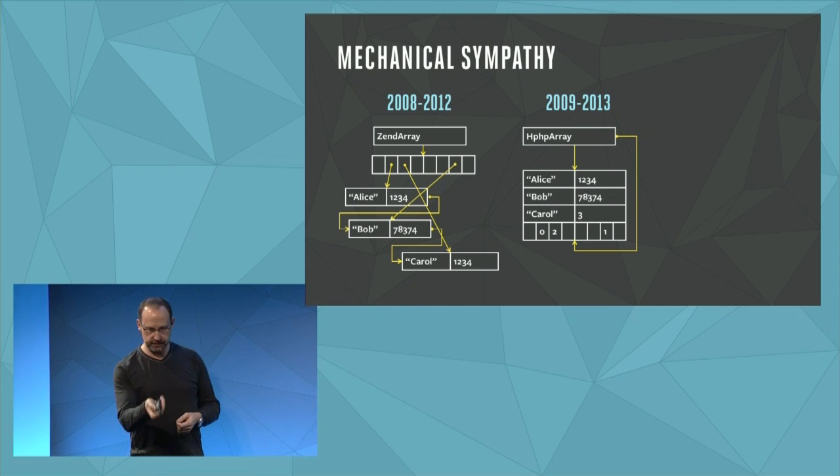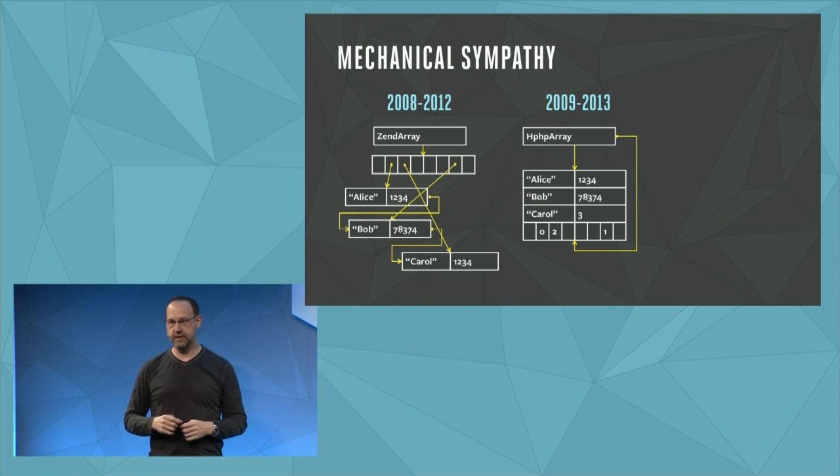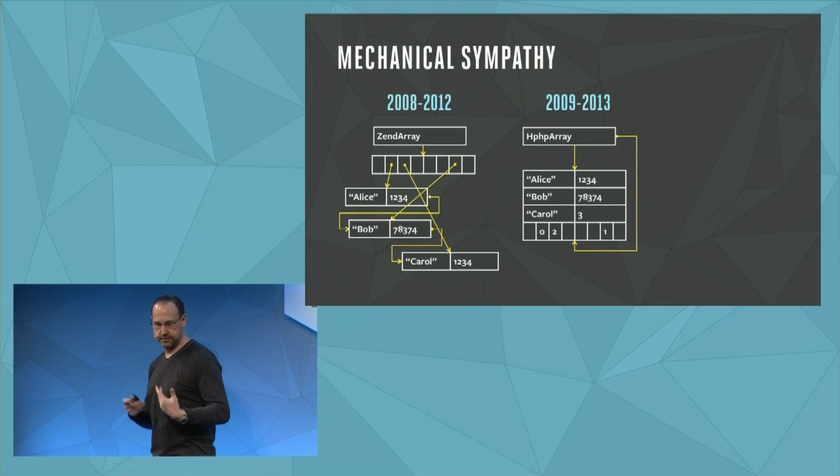At the end of last year, this is what it looked like. You had a header and some data and the hash table all in one place. And you still had to be able to handle arrays that grow, so there's still a header and some pointers.